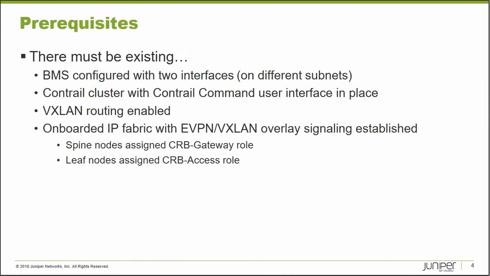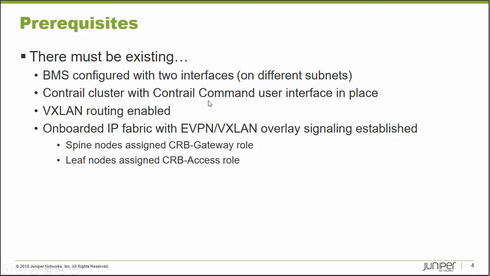So that's our goal. In order to get this to work, we need a bare metal server configured with at least two interfaces. In our case, just two interfaces, and they should belong to two different subnets. The two interfaces can go to the same top-of-rack switch or different top-of-rack switches. In our case, they'll be going to different top-of-rack switches.